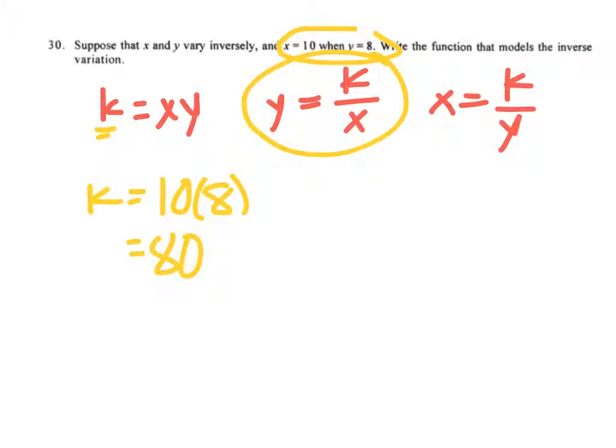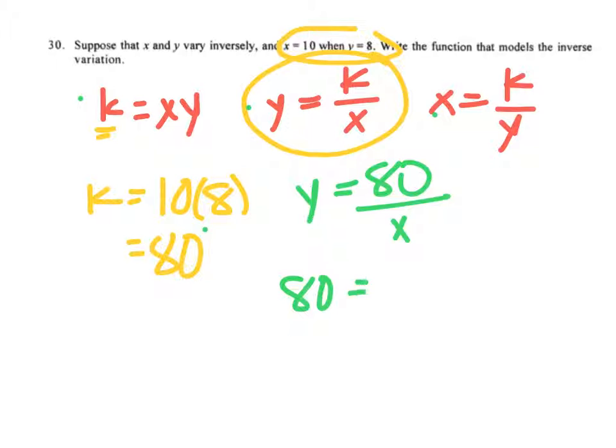Now, no matter what you do for your equations, whether you use the first form, the second, or the third, you need to plug in k. X and y should still be in your equation. So I would have y equals 80 over x, or I could do 80 equals xy, or you could do x equals 80 over y. But you should have a y and an x in each equation and substitute something in for k.